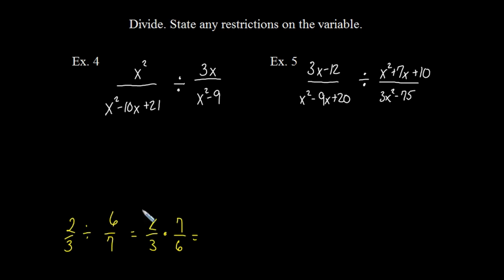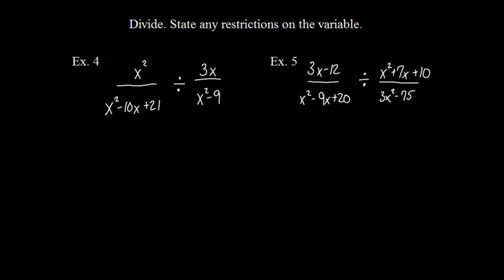And then we will simplify if possible. And you see we can simplify the 2 and the 6 by dividing both of them by 2. We end up with the answer, and then we multiply across, we get 7 over 9. So again, remember that in order to divide two fractions, you keep the first fraction, change the operation, and flip the second fraction. This is commonly referred to as keep, change, flip.